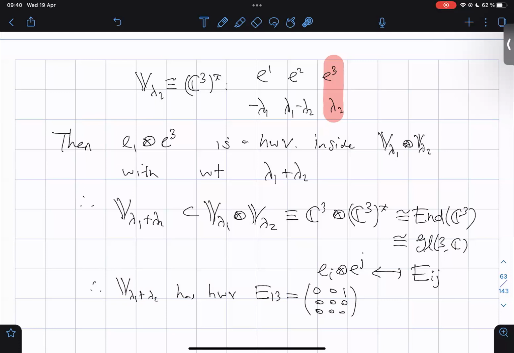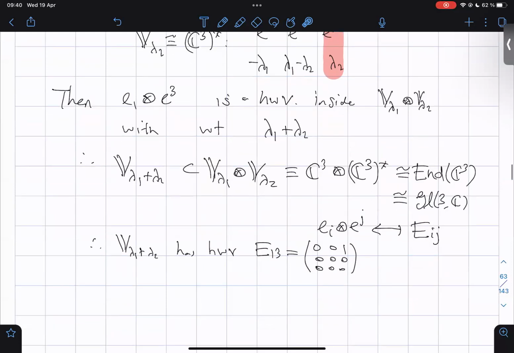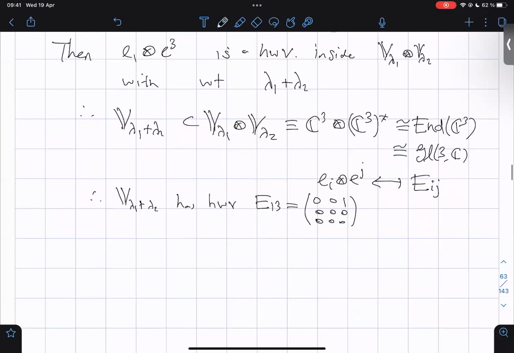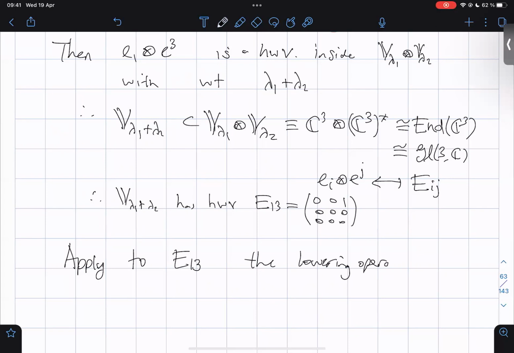Okay, so here's a highest weight vector. Then we can start hitting it with the action. So we want to apply lowering operators. We know what lowering operators in SL2 language look like, and we picture them as moving to the left. But here we're in a plane, and what do the lowering operators look like? So apply to E13 the lowering operators.